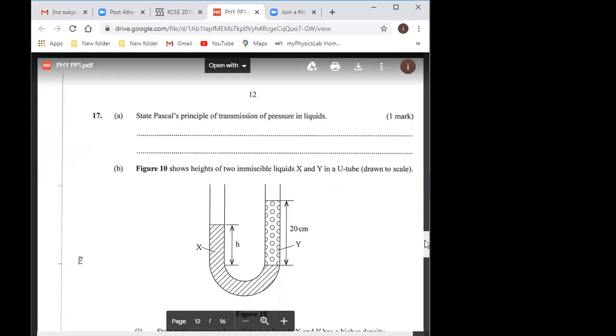State Pascal's principle of pressure transmission in liquids. Pascal's principle.